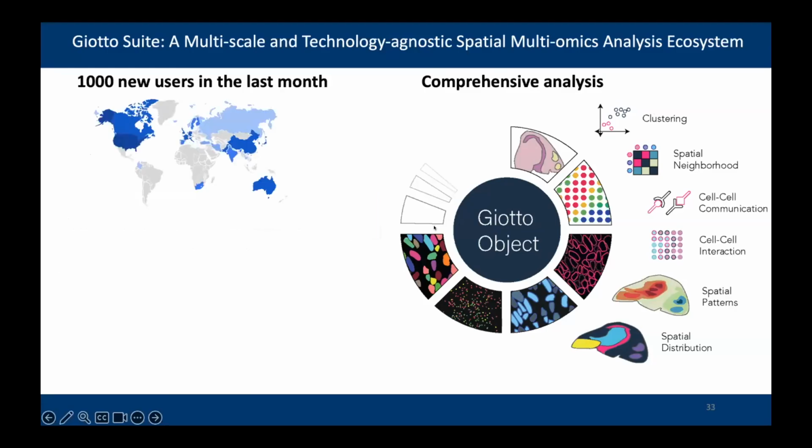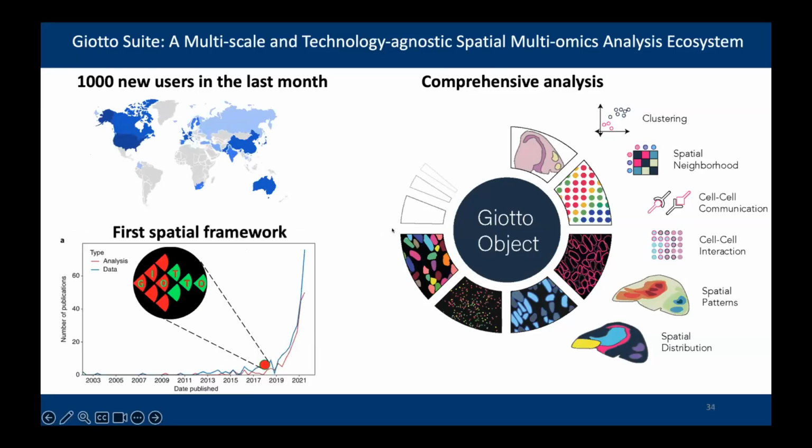We have about 1,000 new users in the last month alone. So a lot of people are getting onto this and are liking what we're doing. But it was also one of the first spatial frameworks. The first release was actually before you saw this massive increase. At that point, there were only a few data sets, and I think I analyzed all of them. There were like 7 or 8, and I thought I had it all figured out. It's like, oh, this is super easy. We don't need anything else.